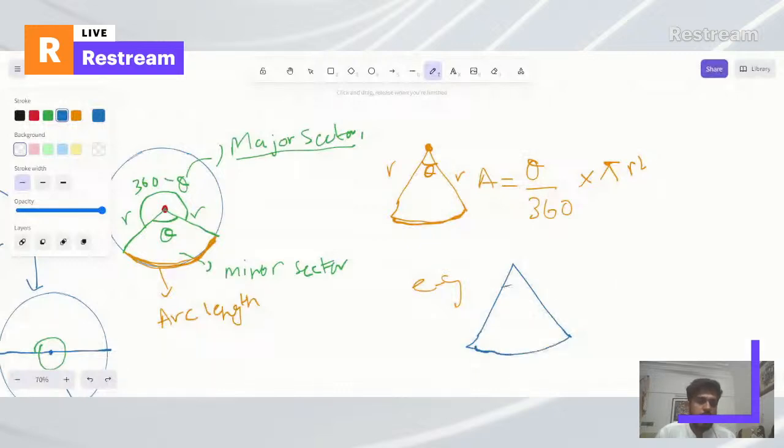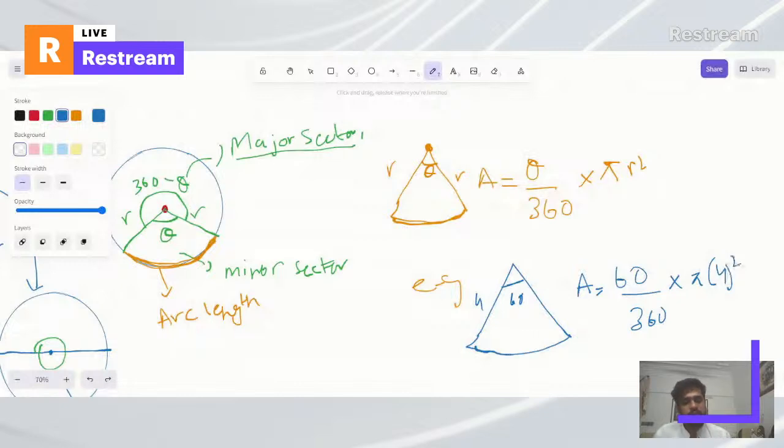Okay, so this angle is something like 60. Let's take it 60, and let's take this radius as 4. So if I need to find out the area, it's going to be very simple. It's going to be 60 divided by 360, multiplied by pi r square. The value of r is 4, so 4 square.